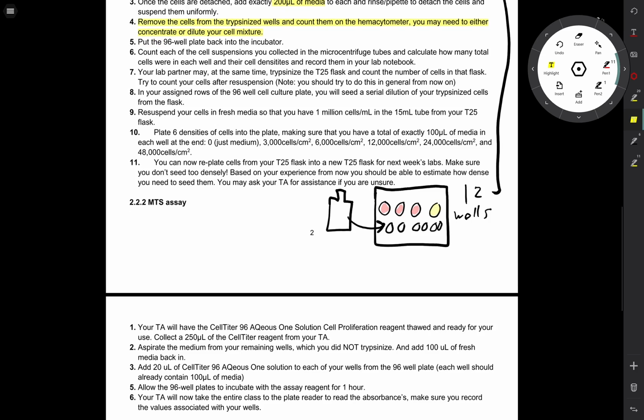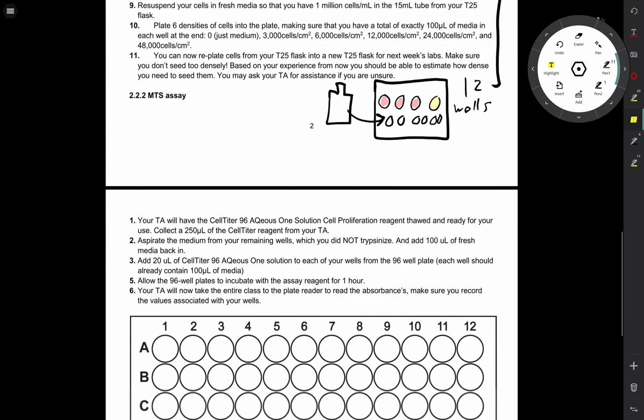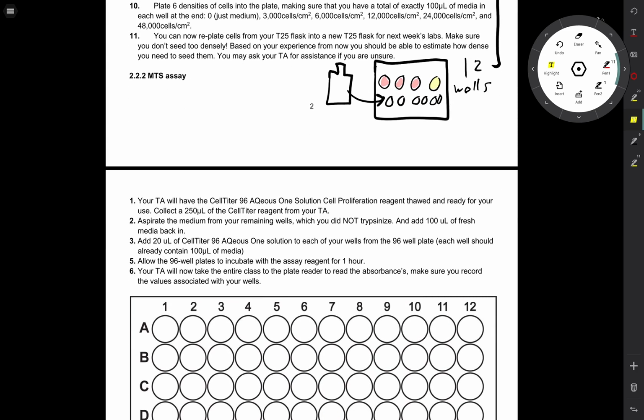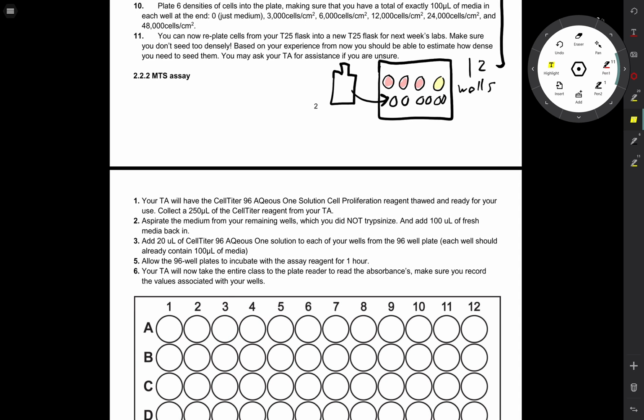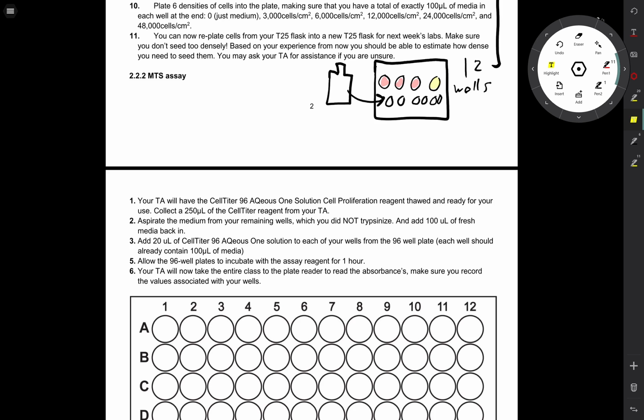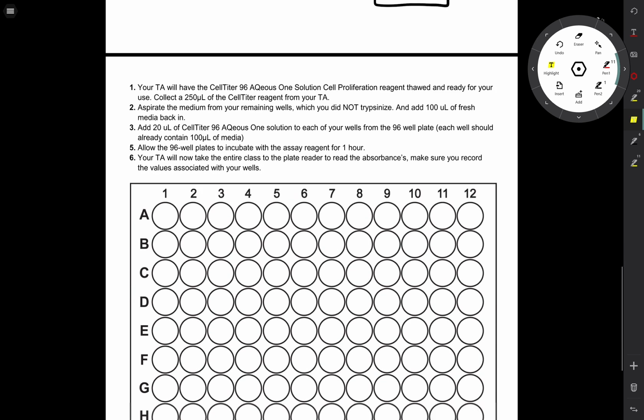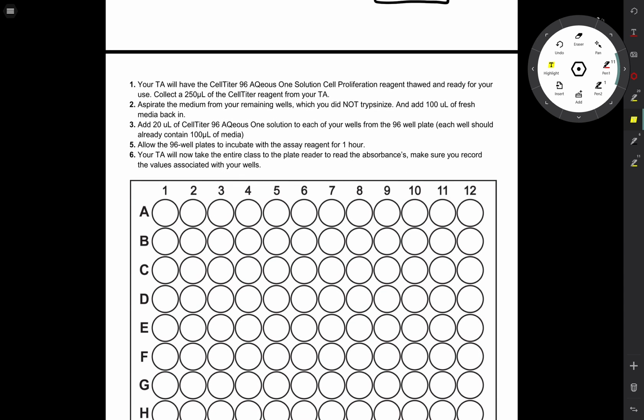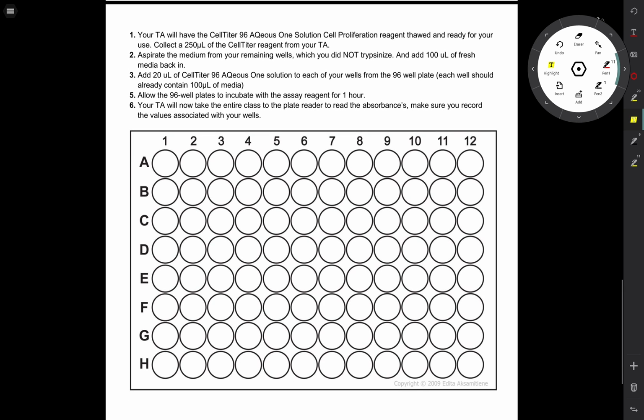Anyways, let's keep going. After that, you're going to want to collect your CellTiter 96 AQueous One reagent. It's going to be frozen, and you're going to want to keep it from as much light as possible. So make sure that you have aluminum foil or something and you don't have it under light the entire time. This part's pretty straightforward as well.